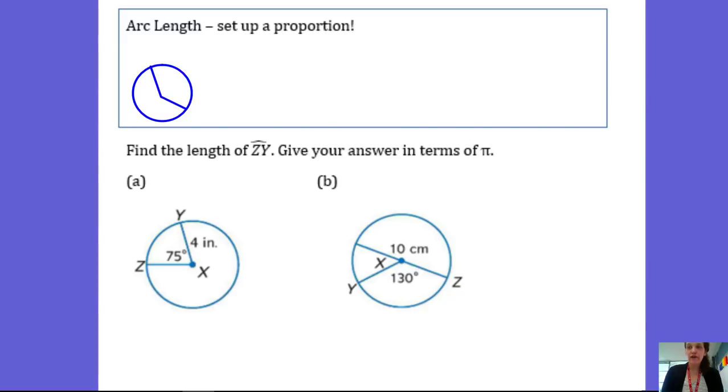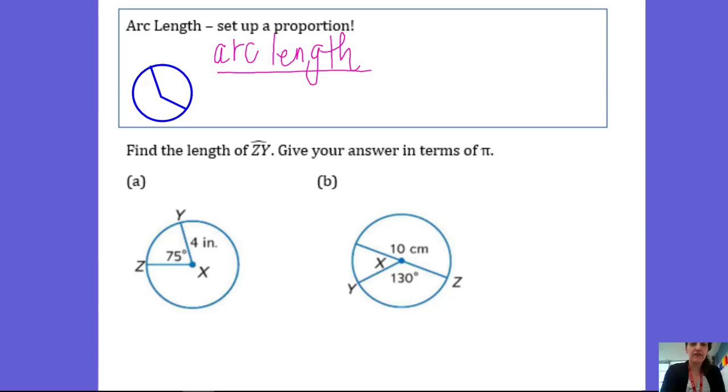So now we're going to talk about how you would actually find how long that arc is. That's called arc length. If you were to take a piece of string and wrap it along this arc and then hold it straight up against a ruler to measure how long that piece is, that would be you finding the arc length.